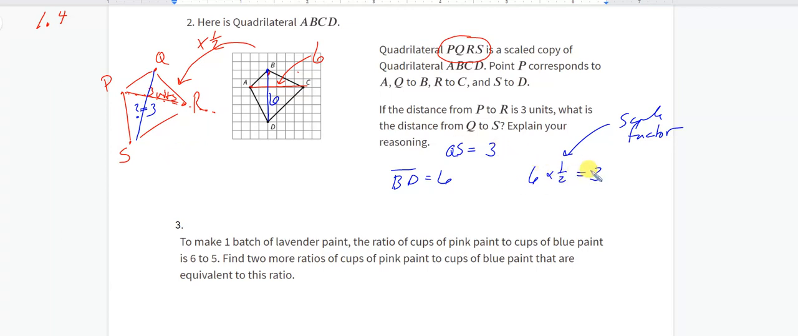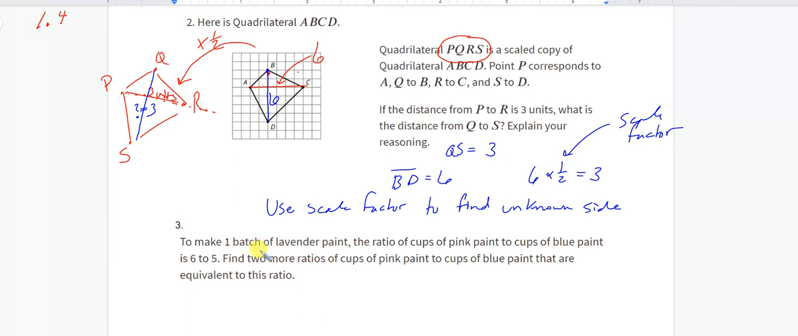All right, and explaining our reasoning, we need a sentence for that. We could say we use scale factor to find unknown side. And our scale factor was a half. We used it with multiplication of the side we did know that corresponds to the one that we didn't.